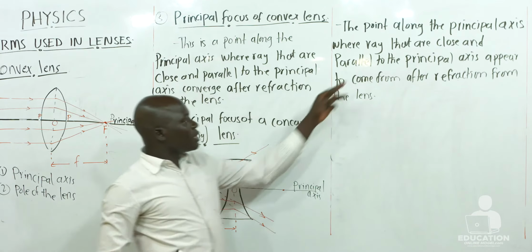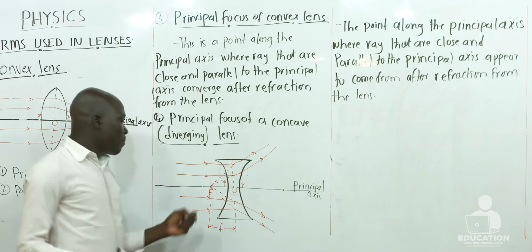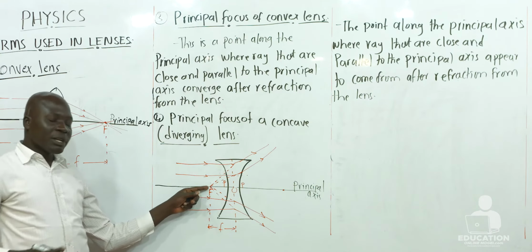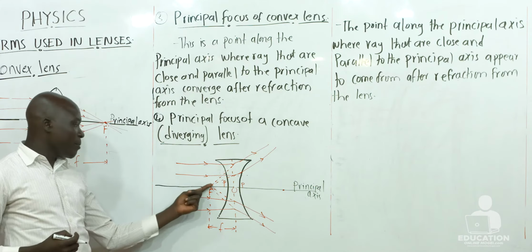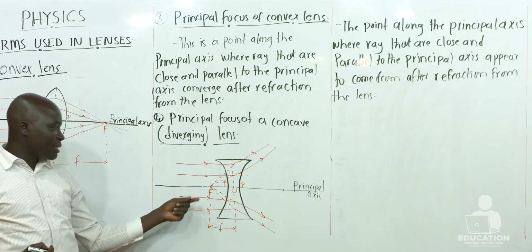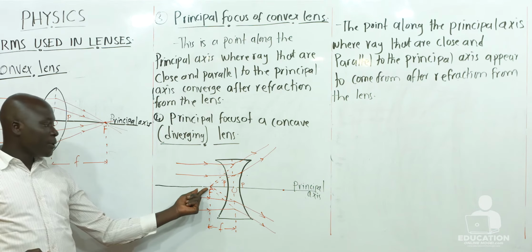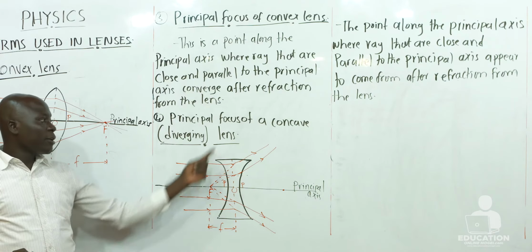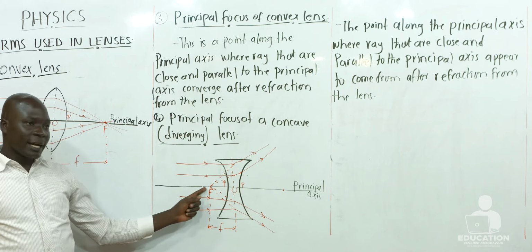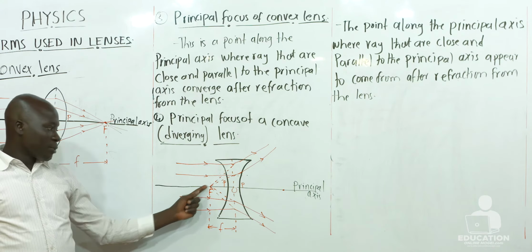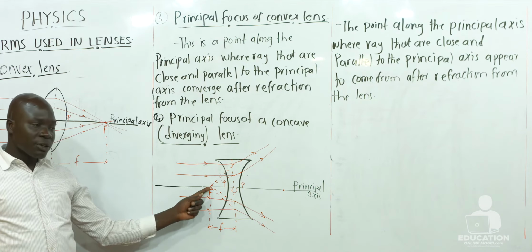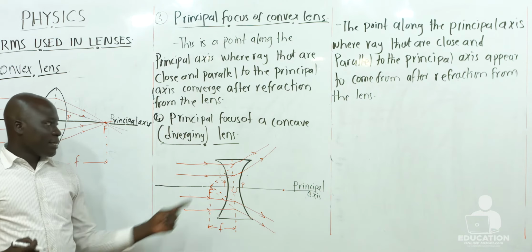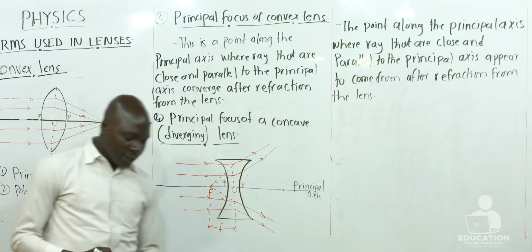We use the words appear to come from because it is not real that the ray is coming from this point. It just appears, it looks like it is coming from this point, but in actual sense, it is not. We shall also look at the case where we say the principal focus of a concave lens is negative. We shall look at the reason why we say it is negative, because it is not the real principal focus, but it appears like it is the principal focus.